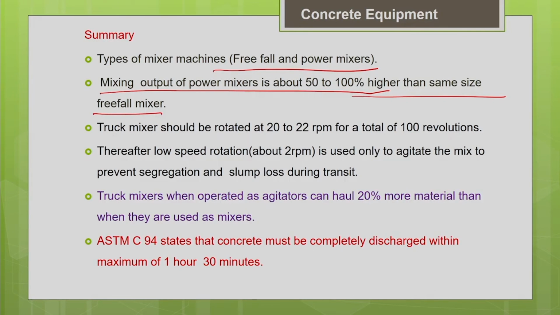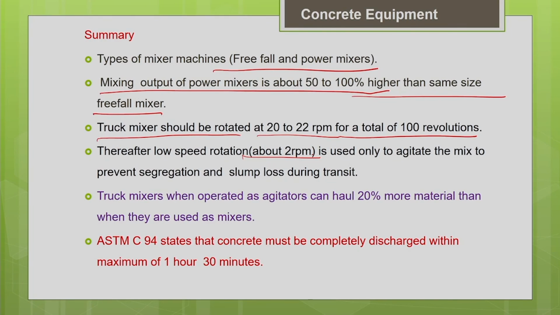Okay. So this RMC concrete, either you can make it at the batching plant or you can prepare the concrete inside the truck mixer. So if you are going to prepare the concrete inside your truck, that is for the truck mixer, the speed you are supposed to follow is 20 to 22 RPM for a total of 100 revolutions. Okay, so this will ensure that homogeneous mixing of concrete will be done. After that, you can rotate it at a speed of only 2 RPM for just agitation to prevent segregation and the slump loss during the transit.